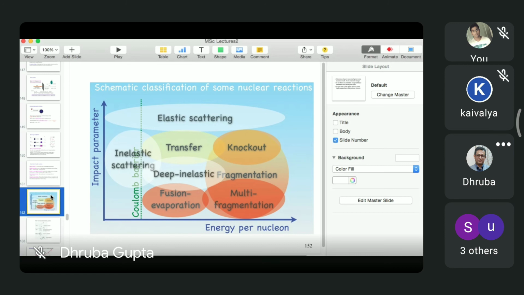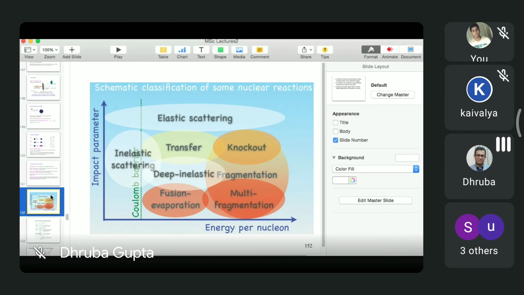Now if you reduce the impact parameter even lower, more complicated reactions take place, that is, deep inelastic and even fragmentation reaction. It is hitting with a lower impact parameter, that means it is hard hitting, and there will be fragmentation, that is, the target nucleus might fragment into a number of fragments. If you reduce the impact parameter even lower, then it might have a fusion, that is, a compound nuclear formation will be there, fusion evaporation, that is, first it fuses and then it evaporates nuclei.